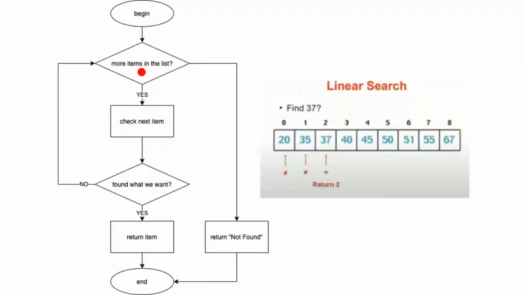So begin. Remember, the diamond is decision making. More items in the list? I'm asking, are there more items? Yes, there are a lot of items. So we come here, check next item. The next item is 20, the first one. Found what we want? No, 20 is not 37. So no, we just go back. We come again here. More items in the list? Yes, there are more items.